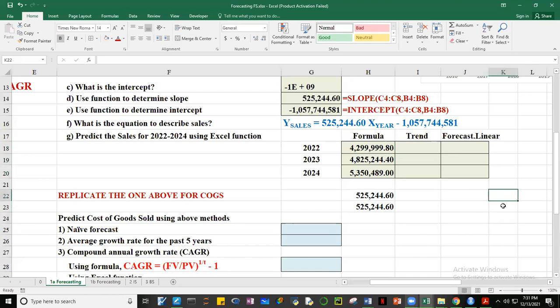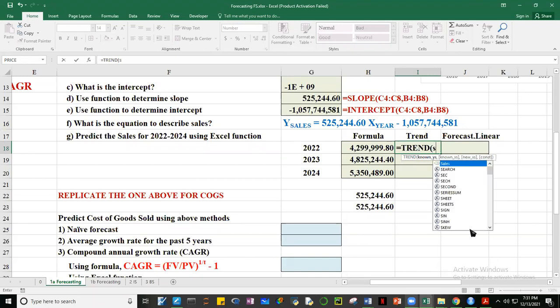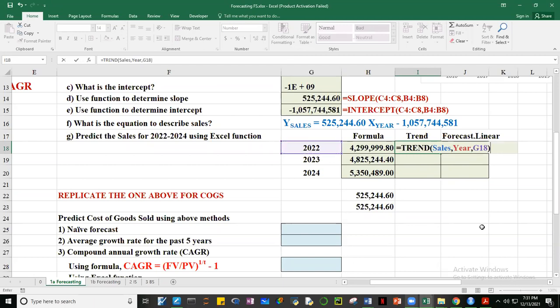Thank you. Okay, sige. So yung trend naman, simple lang to guys, is equal to trend. So ano ba yung known wise natin? Di ba alam natin yan, yung known wise natin, binigyan natin ng pangalan yan, di ba? Yung sales natin, di ba? So those are our known wise, comma, ano yung known x's natin? Binigyan din natin ng pangalan yan, yung year natin. There. Di ba? Known wise, known x's, and then new x. Ang new x natin 2022. There. Okay? So very easy to compute that because we gave those a name. Okay, so control enter.